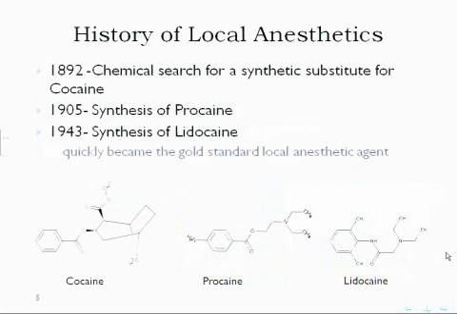In 1892, they kept searching for a synthetic substitute for cocaine, and the Germans were able to produce in 1905 the first synthetic local anesthetic, which is procaine. Procaine and cocaine have very similar appearances, and we'll show you how all local anesthetics have that. And then in 1943, lidocaine was developed and quickly became the gold standard of local anesthetic agents, and still is today one of the primary local anesthetics that we use.